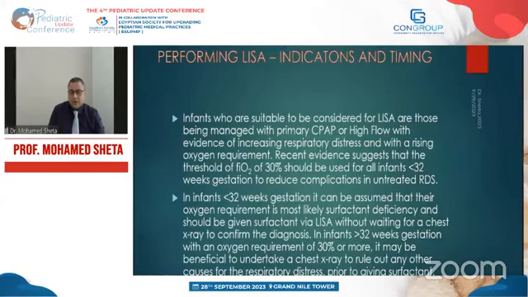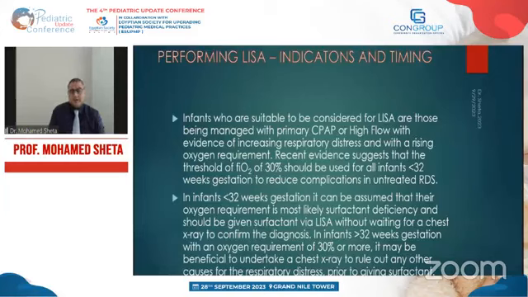As we mentioned before, the closed circuit will be much better than the open circuit. So recent evidence suggests that the threshold for FiO2 of 30% should be used for all infants less than 32 weeks of gestation to reduce complications in untreated RDS. So if the baby is on nasal CPAP, having respiratory distress syndrome and needs FiO2 30% or more, with findings in the X-ray, this baby will be eligible to be given surfactant by LISA technique.